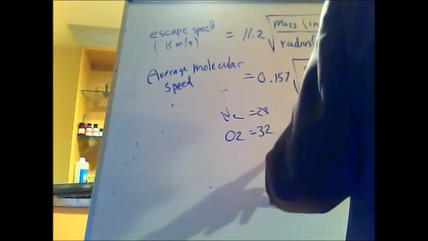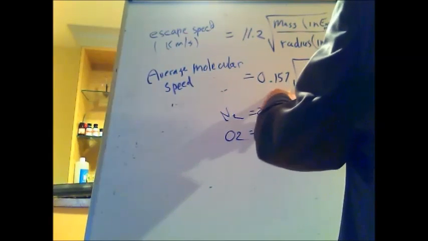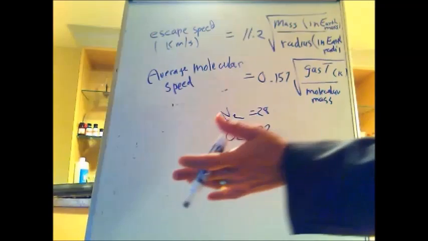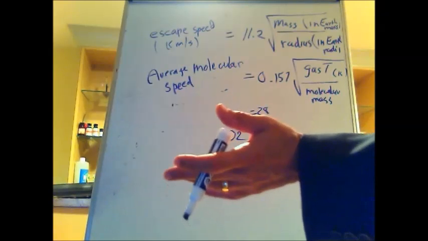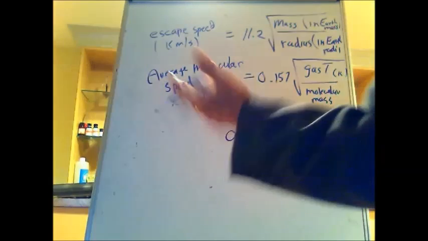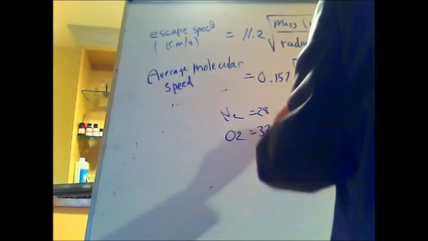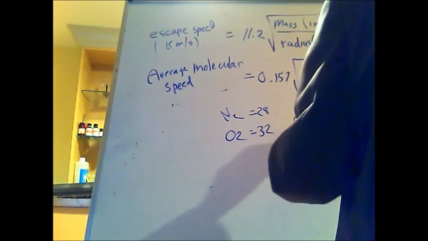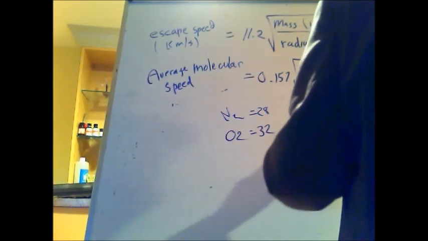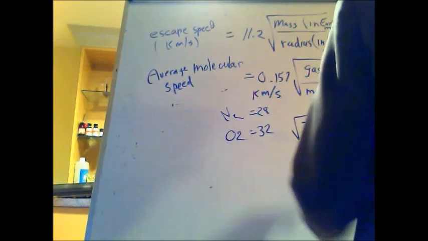Anyway, if we were to actually do this for nitrogen, we would get a value of 0.157 times the square root of, let's say, at an average Earth temperature, 23 degrees Celsius. This would be a relatively warm day, probably a day in the mid-70s or something like that. But at that particular temperature, that's 300 Kelvin, we'd have the square root of 300 divided by 28 for nitrogen. That comes out to a value of 0.51. And this value is in kilometers per second. So that's 0.51 kilometers per second.